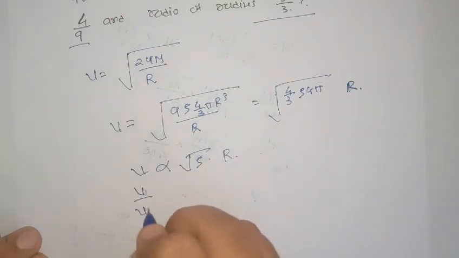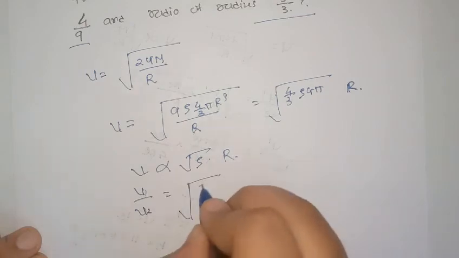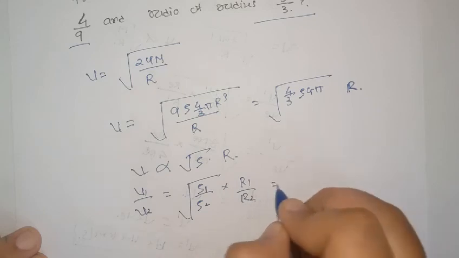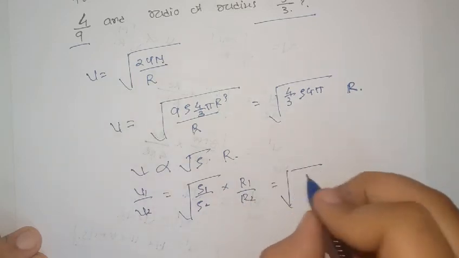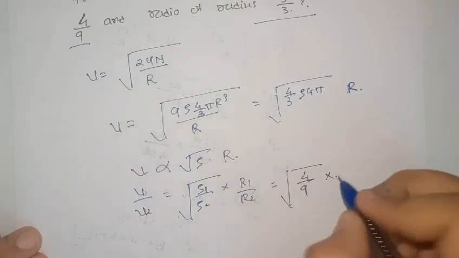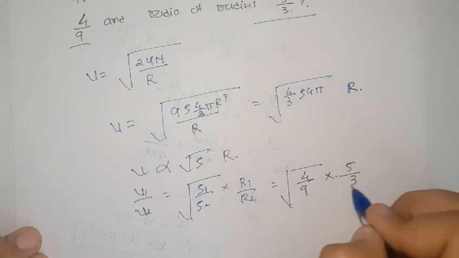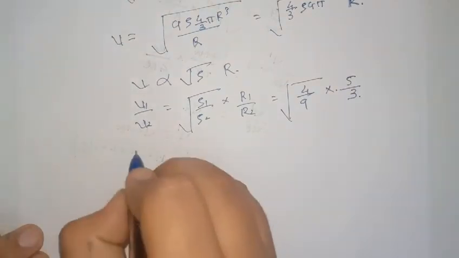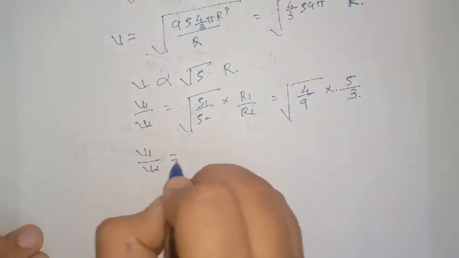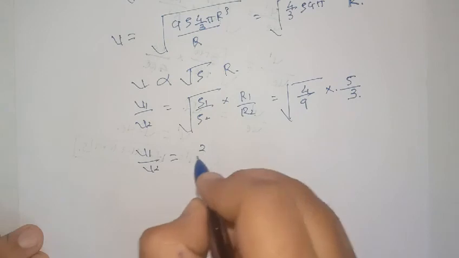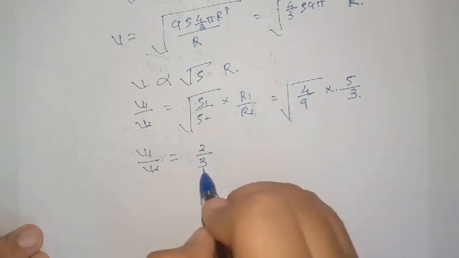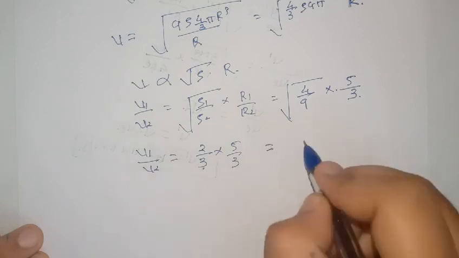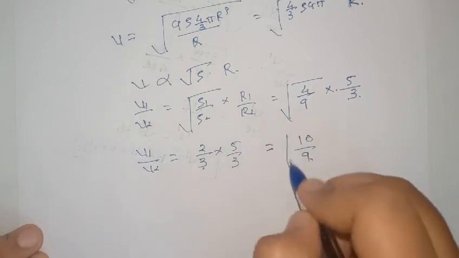So V1 by V2 will be equal to under root rho 1 by rho 2 into R1 by R2. Given the ratio rho 1 by rho 2 is 4:9 and R1 by R2 is 5:3. So V1 by V2 is equal to under root 4 by 9, which is 2 by 3, into 5 by 3. So the ratio of velocities will be 10 by 9.